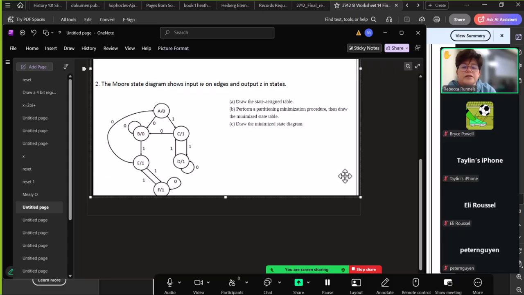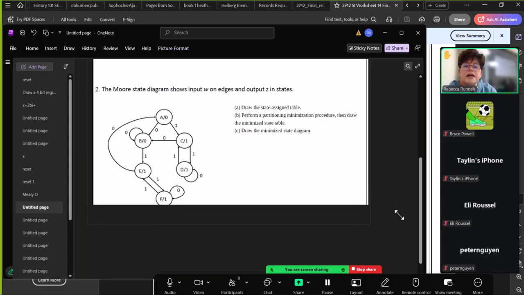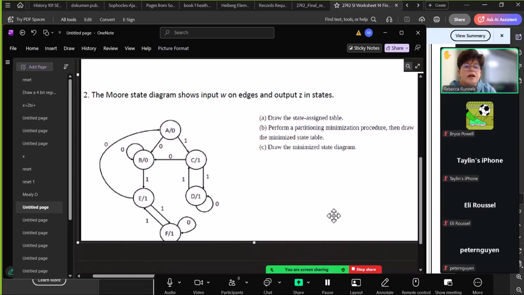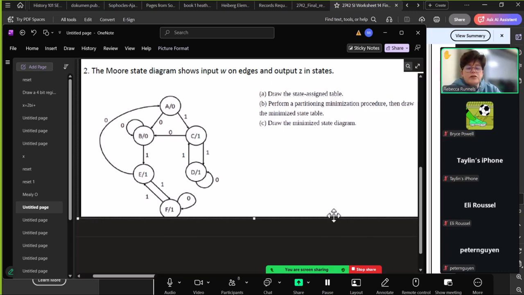Okay, so we have a state diagram, and we are supposed to do a state assigned table and then do a minimization procedure. So I guess it doesn't matter if we have the same state assignments to do the minimization. Okay, so first we're going to do the state table. So how many states do we have? 6.